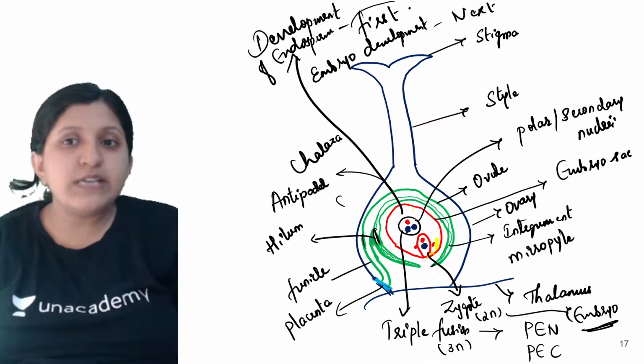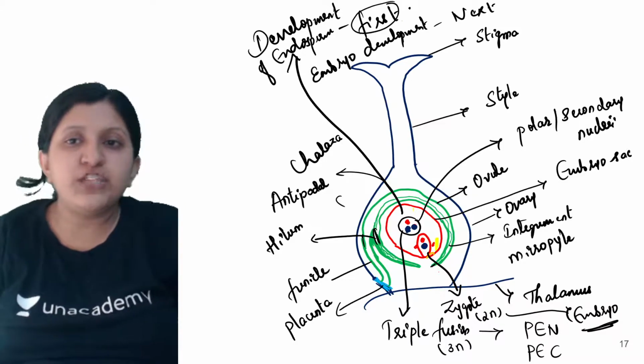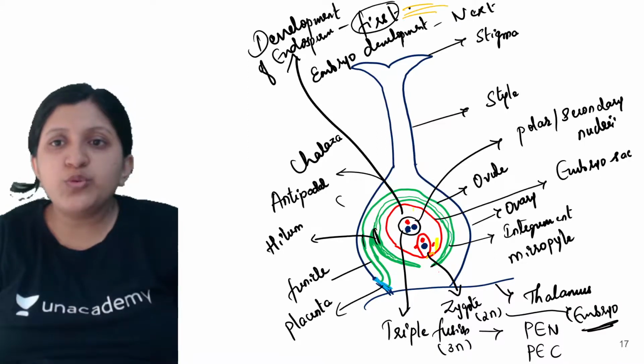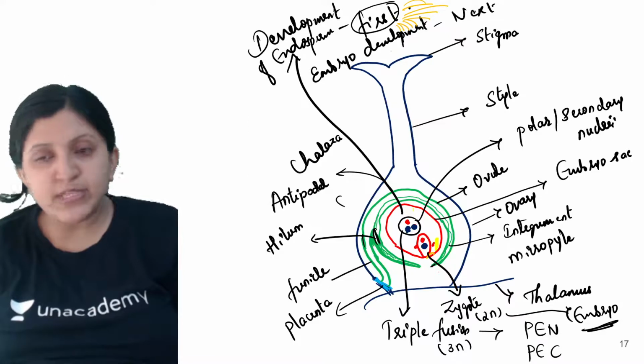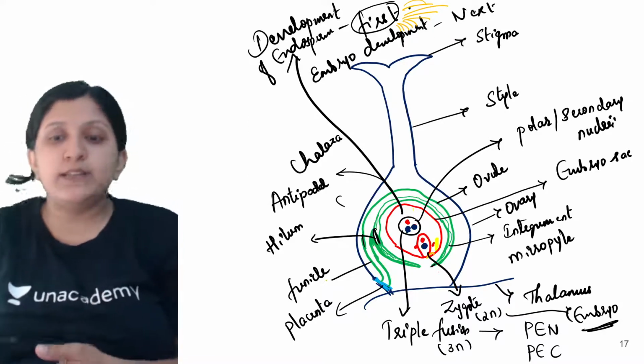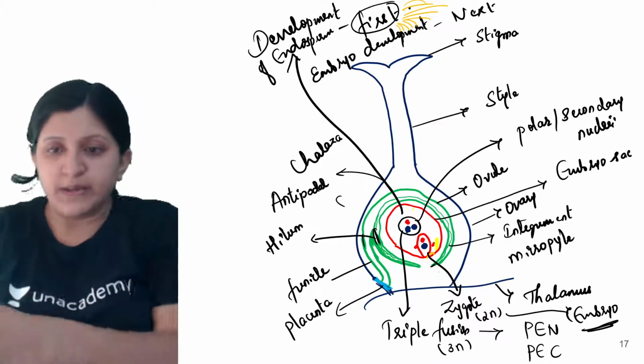So what is the reason for this? Because the endosperm has to provide nourishment. Nourishment to whom? Nourishment for the development of the embryo, and that's the reason you can see basically a lot of changes that are occurring.